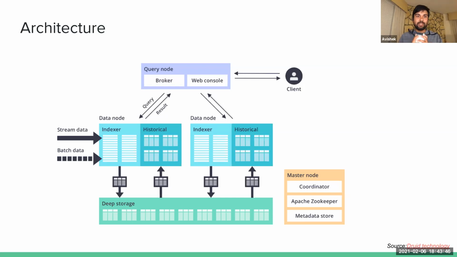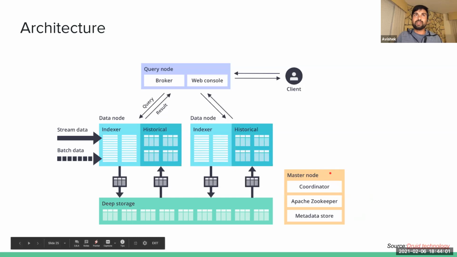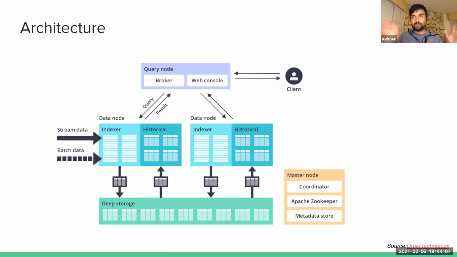So as I mentioned earlier, Druid is a distributed system, and it has 3 major node types. One is the query node, another one is the data node, and then there's also the master node, right? And these nodes can be deployed differently in different boxes, or they can actually be deployed together in a single box as well, depending on what your workload is like and what your use case is.